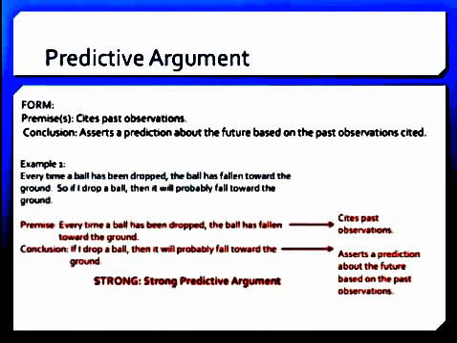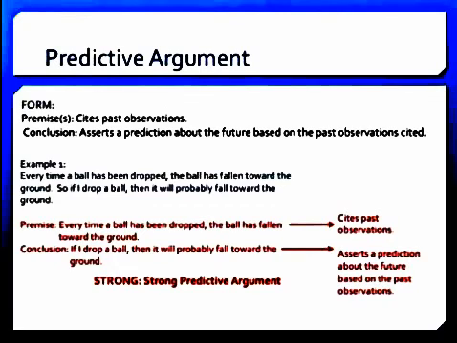Our next inductive argument form is the predictive argument. For a predictive argument, you have premises or a premise that cites past observations, and then the conclusion asserts a prediction about the future based on the past observations cited. Here is an example of a predictive argument. Every time a ball has been dropped, the ball has fallen toward the ground. So if I drop a ball, then it will probably fall toward the ground.